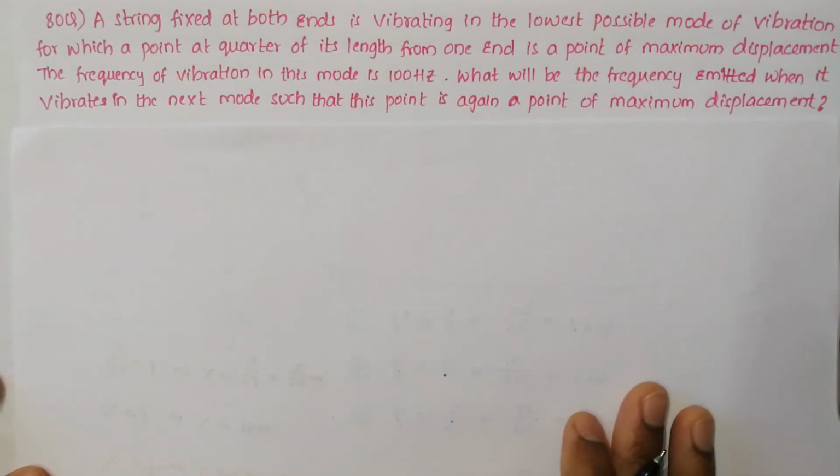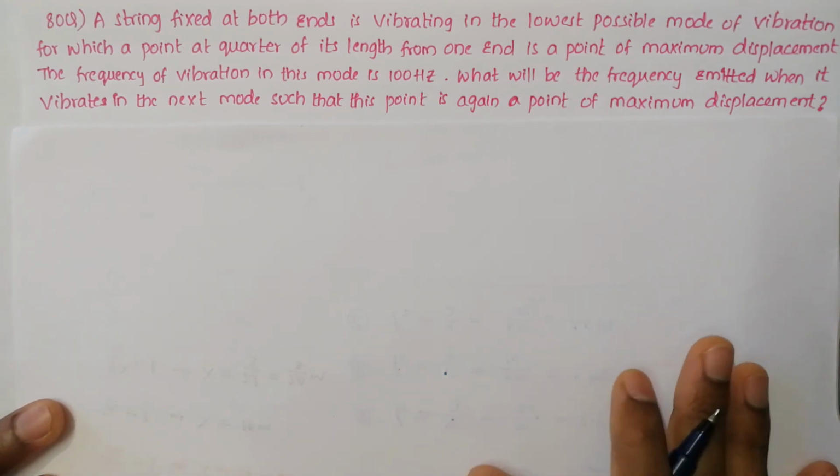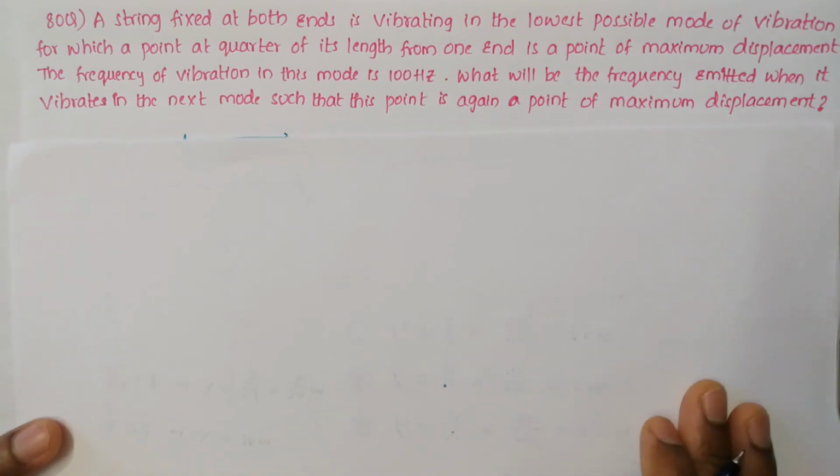The next question: a string fixed at both ends is vibrating in the lowest possible mode of vibration for which a point at a quarter of its length from one end is a point of maximum displacement. The frequency of vibration in this mode is 100 Hz. What will be the frequency emitted when it vibrates in the next mode such that the point is again a point of maximum displacement? Now here he is talking about a string fixed at both ends, but with a condition.